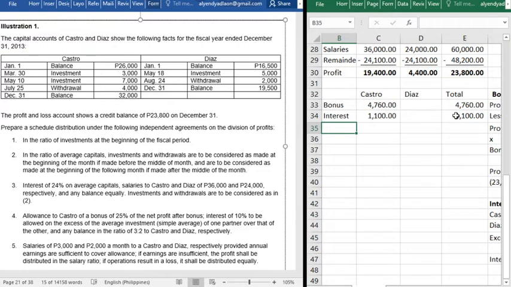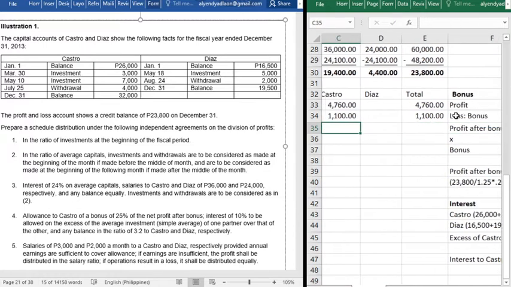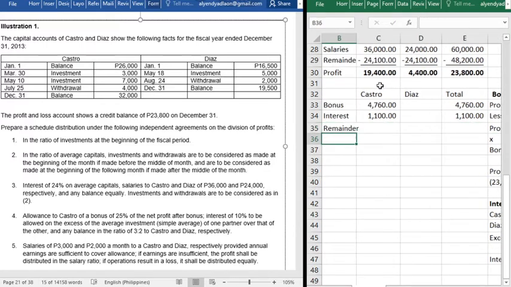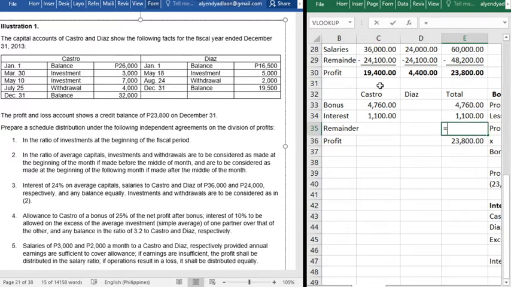And then after that, let's proceed to the remainder. So for the remainder class, we have 3:2. So we have to compute first the remainder. So to get the remainder, the profit is 23,800. So how much is the remainder? 23,800 minus 4,760 minus 1,100, that is 17,940. So for the remainder, that should be 3 over 5 for Castro and 2 over 5 for Diaz.